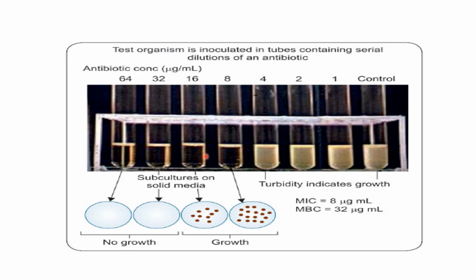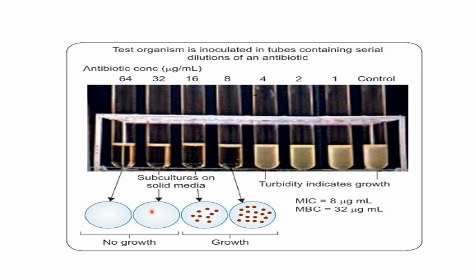The first 4 tubes don't show any visible turbidity, so to confirm whether growth is present or not, we will subculture each tube into a separate solid medium. After that, we will observe the growth in the solid medium. After the subculture, we will incubate the solid medium overnight, 16 to 18 hours at 37 degrees Celsius. And we will observe whether any growth is present in this solid medium.